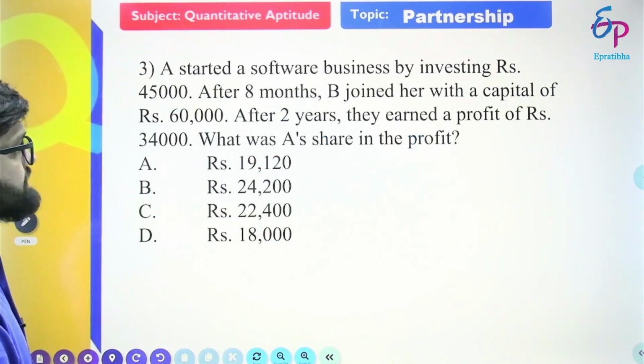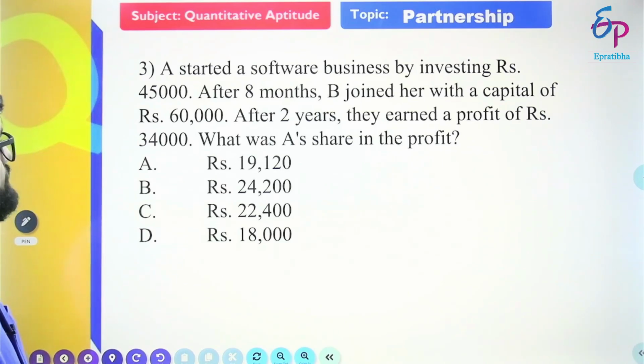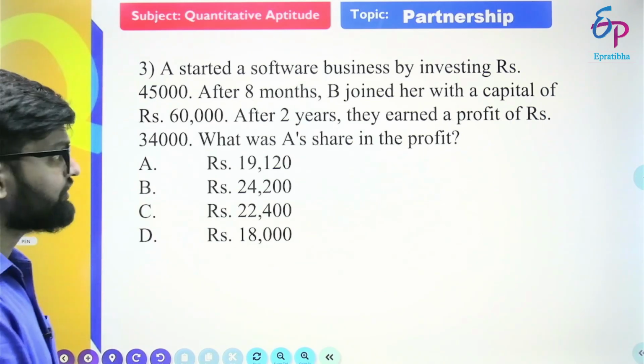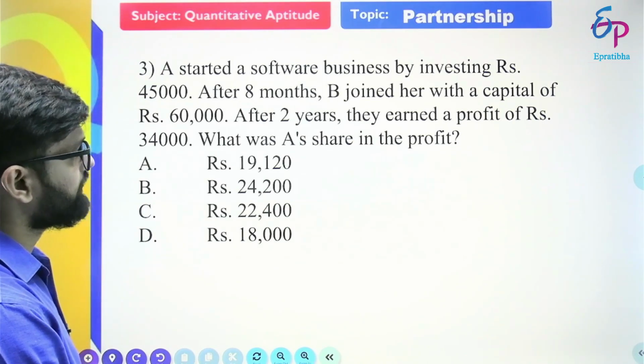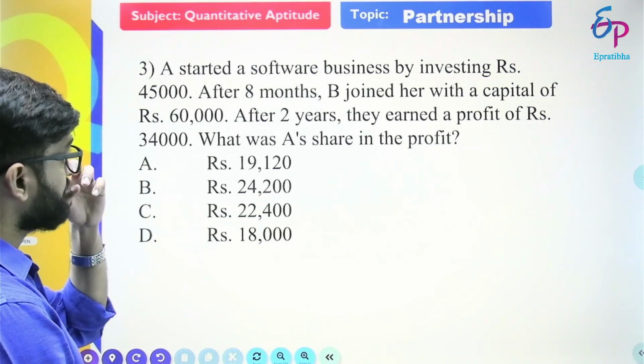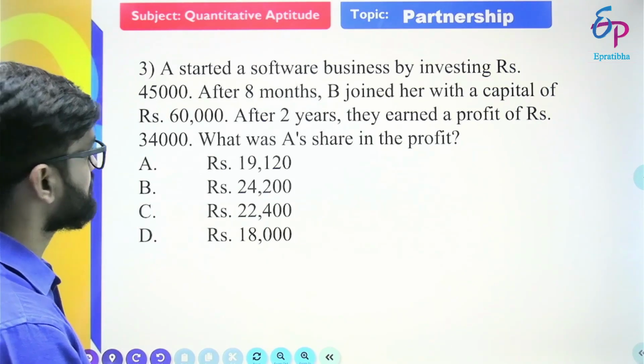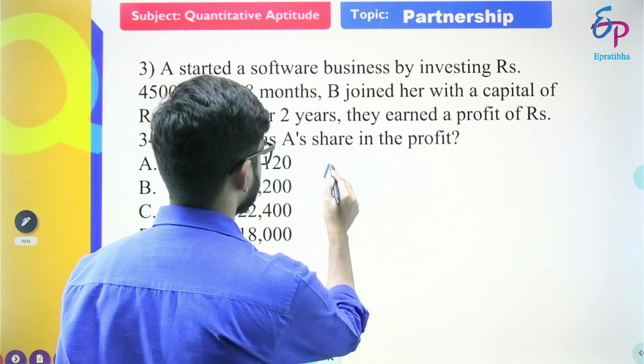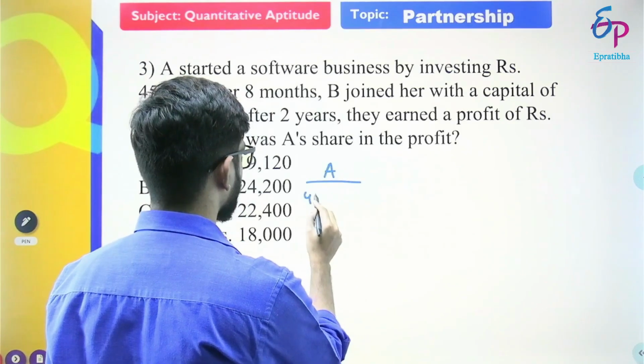Next. A started a software business by investing rupees 45,000. After 8 months, B joined with a capital of 60,000. After 2 years, the end profit is rupees 34,000. What is A's share in the profit? Okay. A started with 45,000.